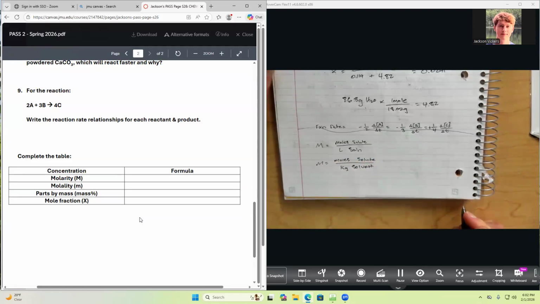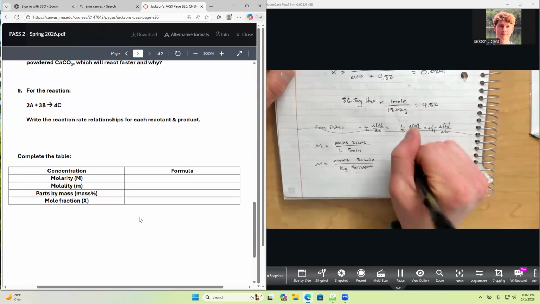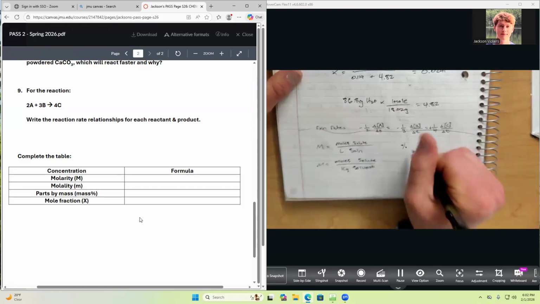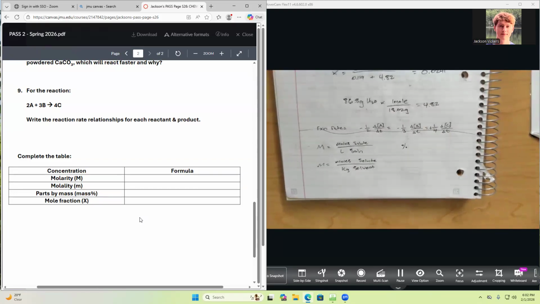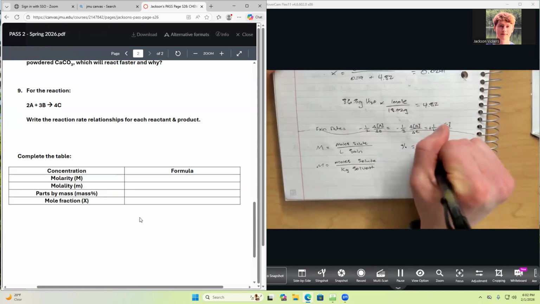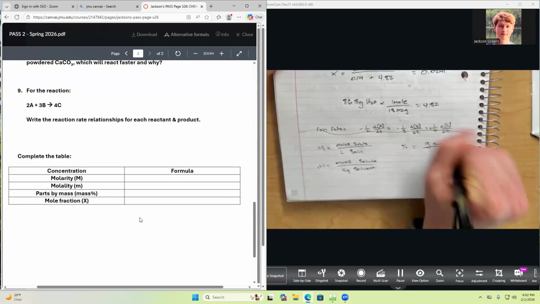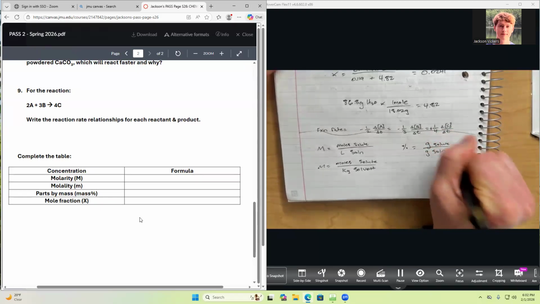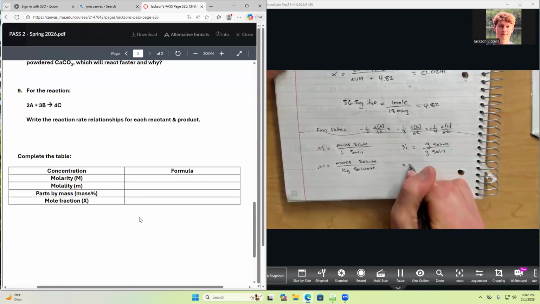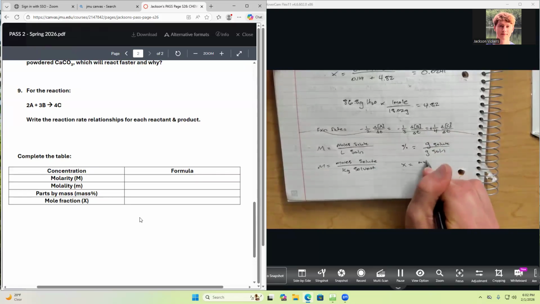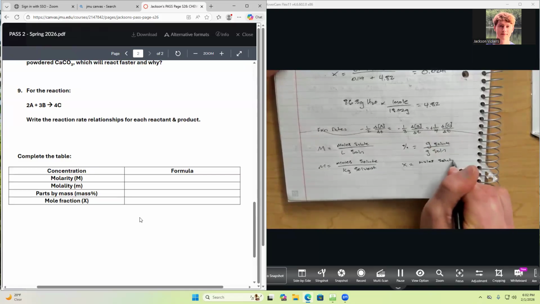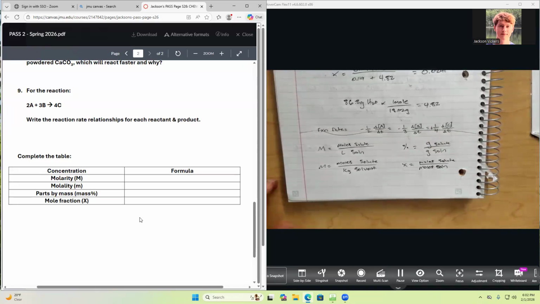And then parts by mass. This one's not that tricky, but we're dealing with mass units, so technically it could be anything. It could be grams, kilograms, any unit of mass, but you're going to most often see it as grams of our solute over grams of the entire solution. And then mole fraction, same thing, but replace grams with moles. Moles of solute over moles of that entire solution. Okay. Yeah, exactly. Anyone have any questions about this stuff or anything we did today?